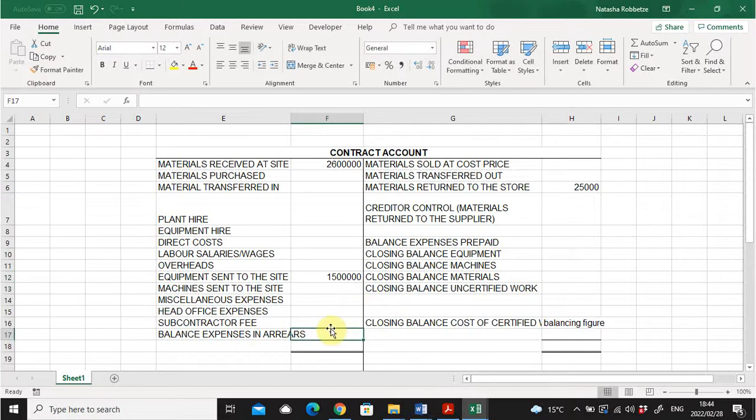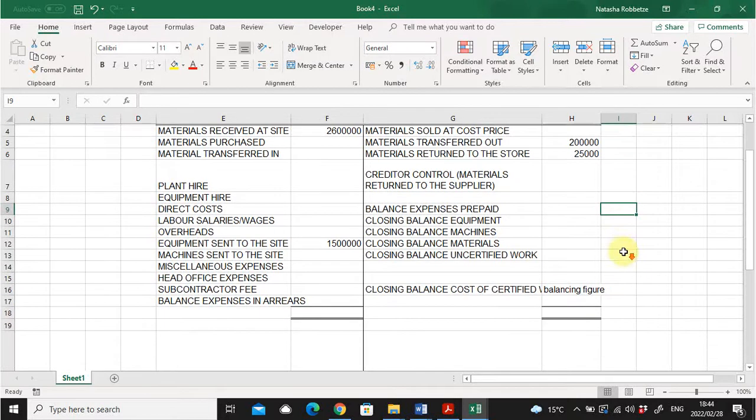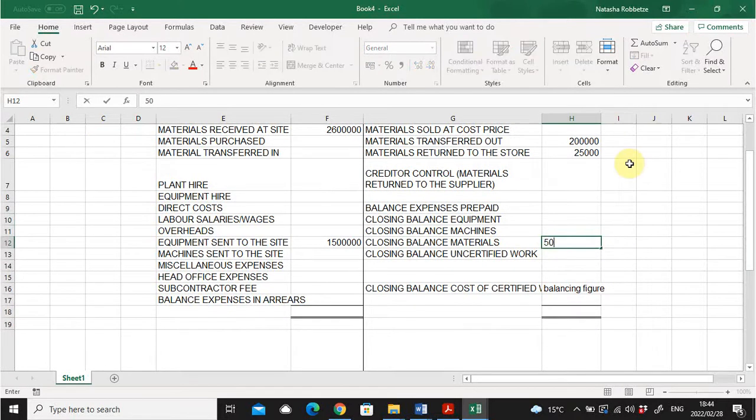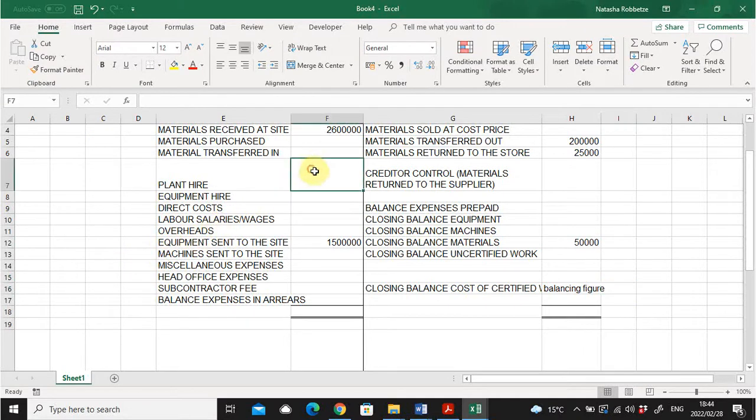Then we have material transferred to another contract. So that's material transferred out, 200,000. Then we have some material on the site. That would be the closing balance, 50,000. Then there are some plant hire charges, and the plant hire charges were 400,000.